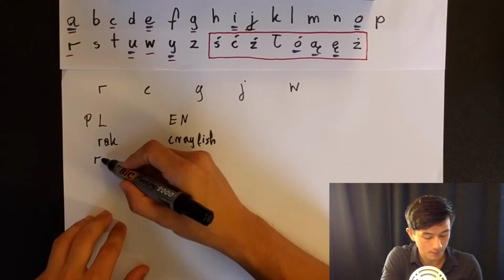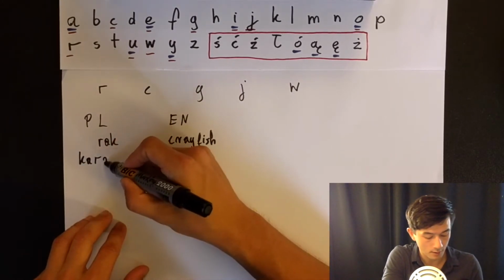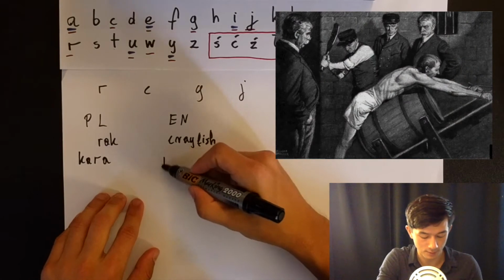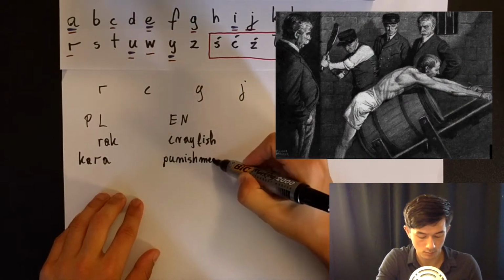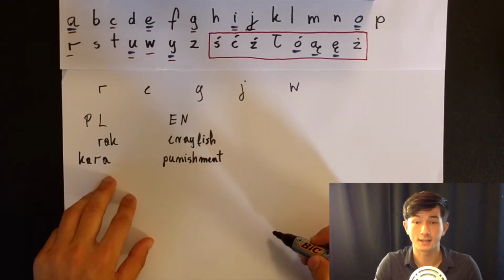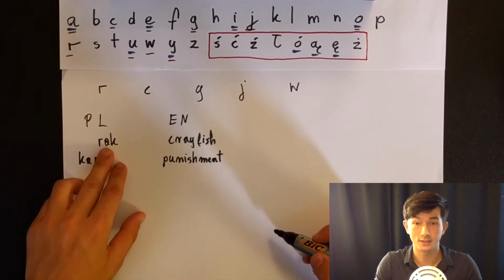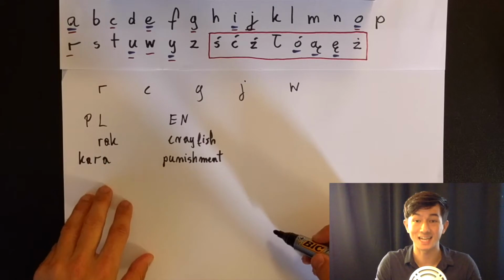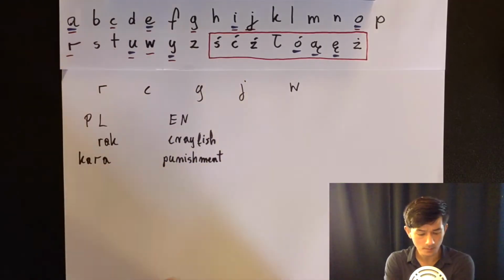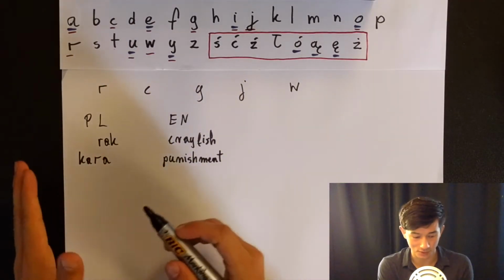We'll see the word kara, which means punishment. Pay attention to the rolled r in rak and kara. Okay, we're done with this difficult letter.